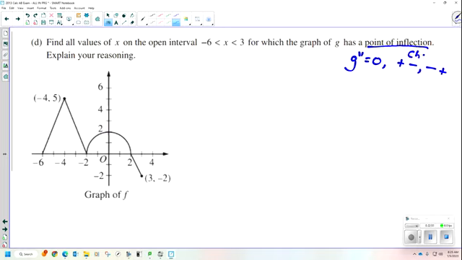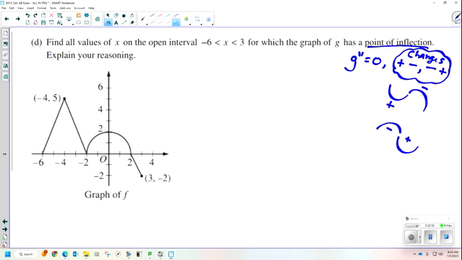Okay, and it changes signs here. So let's figure out where we have a point of inflection. And just quick to recall, a point of inflection is where you go from a happy face in your graph to a sad face. That would be positive to negative. Or a sad face to a happy face. That would be negative to positive.